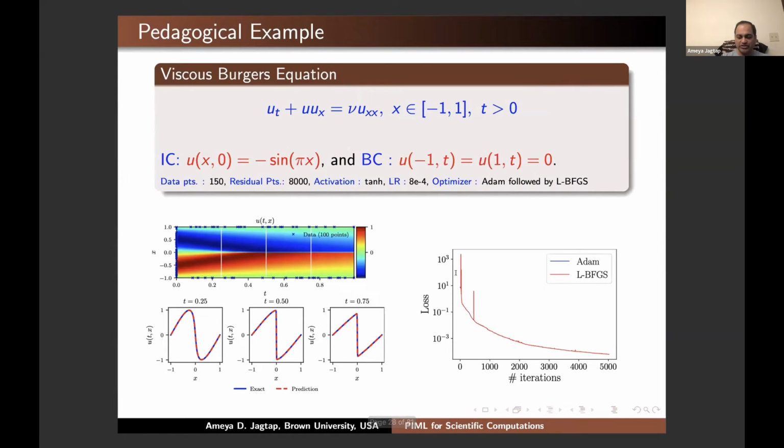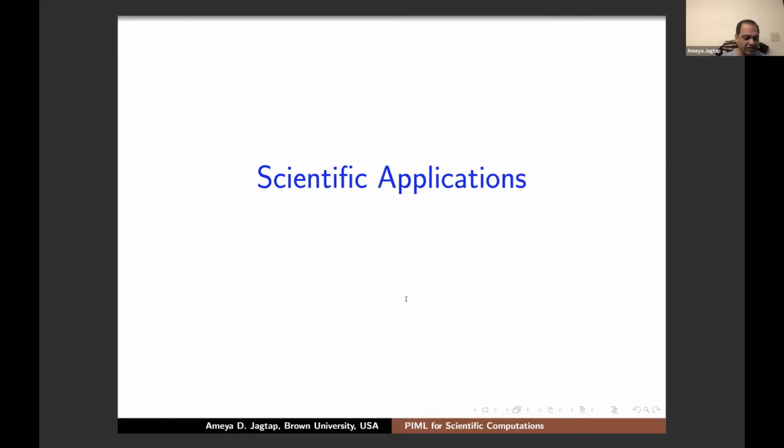And that's the loss function. So basically, I use the Adam optimizer for the first 100 iterations, and then I switch to the LBFGS optimizer. So after 5,000 iterations, I get perfect results. It won't take much time for small problems, but of course, for big problems, the training takes time. But now there are many variants of PINN which can be used to reduce the computational cost here. So let's see some more scientific applications.